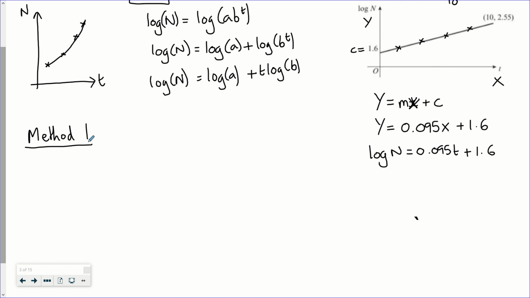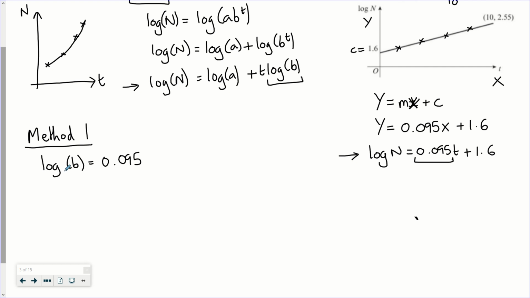So method 1 is the method that you will have used in the year 12 textbook, which is comparing this equation to this equation. Because we know that these equations are the same thing. They come from the same model. So if we compare these two equations, we've got log n on the left-hand side, and we've got something times by t. In this equation, we've got 0.095 times by t, and in this equation, we've got log b times by t. So if we compare the two equations, we know that log b must be equal to 0.095.